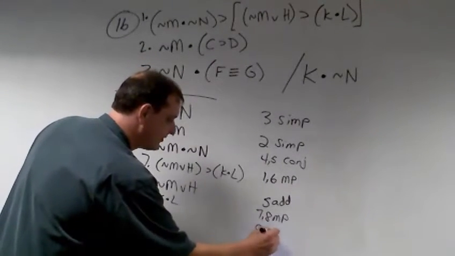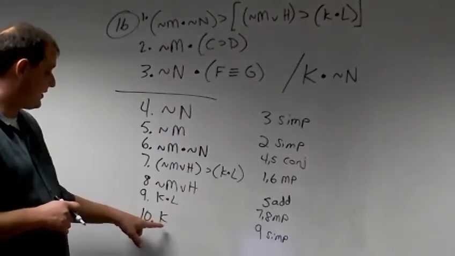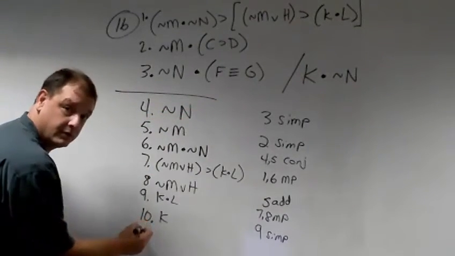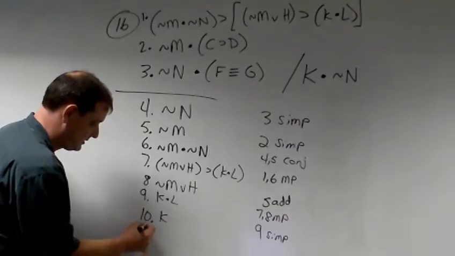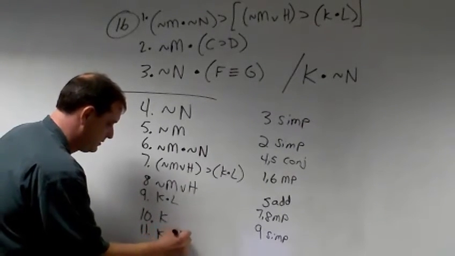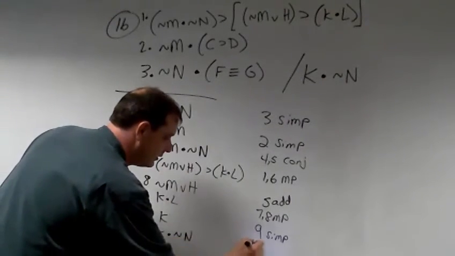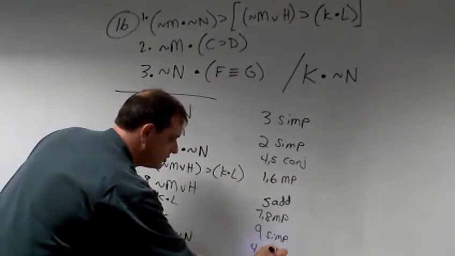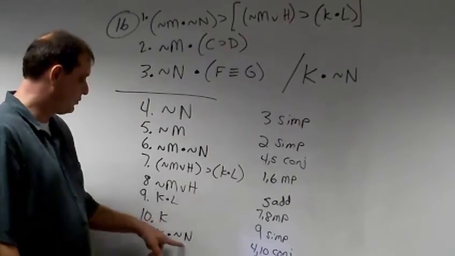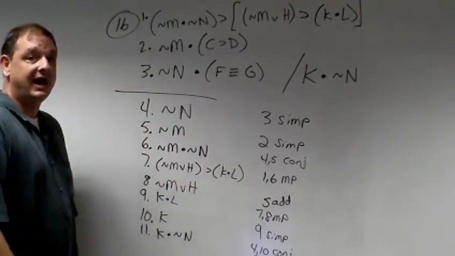Line 9, simplification. And now all we have to do is take K, put it together with not N. You see this at all? From line 10 and line 4, conjunction. That is, we knew that K was true from line 10, we knew not N was true from line 4, so we know that they're both true at the same time. I hope this helps some.